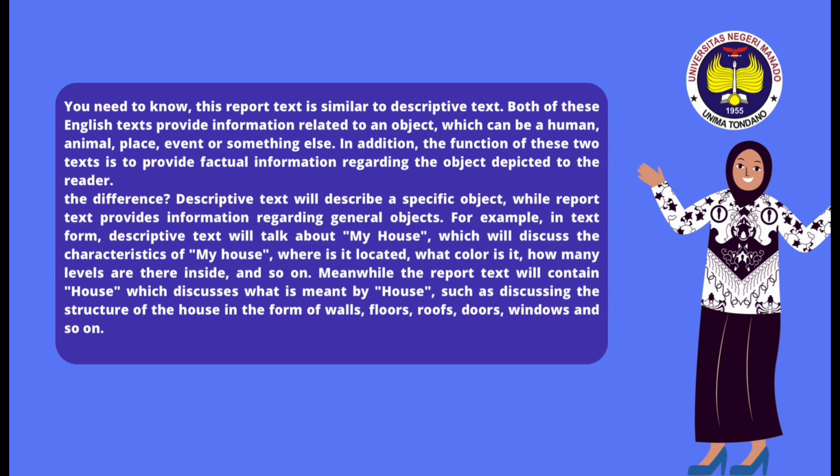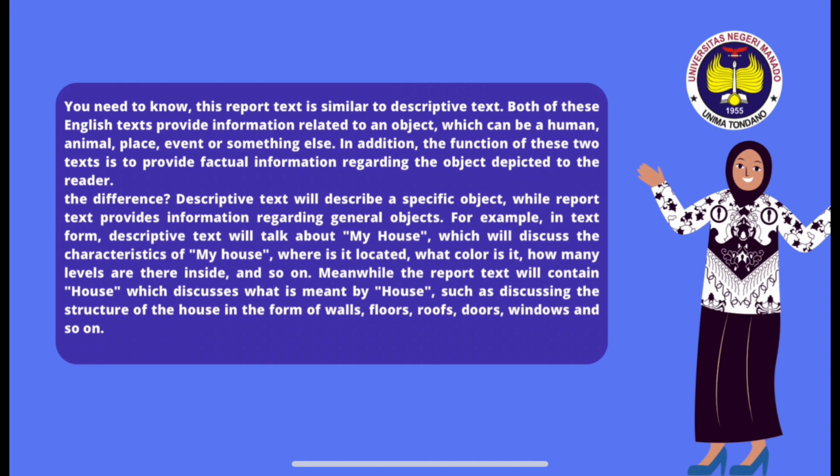You need to know, this report text is similar to descriptive text. Both of these English texts provide information related to an object, which can be a human, animal, place, event, or something else. In addition, the function of these two texts is to provide factual information regarding the object depicted to the reader. So, what's the difference? The difference is, descriptive text will describe a specific object, while report text provides information regarding general objects.